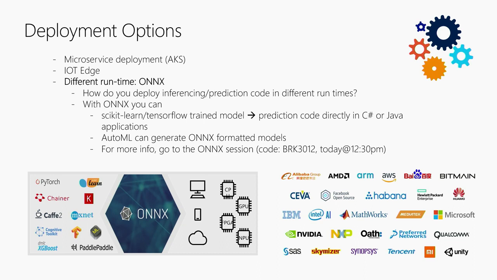So deployment can be really easy, and this can be very useful if there are many cases where you might not want to stand up a microservice. Maybe you need an air-gapped solution, or you just don't want to have the latency overhead or just the extra moving parts of a microservice to worry about. And ONNX can do that for you.